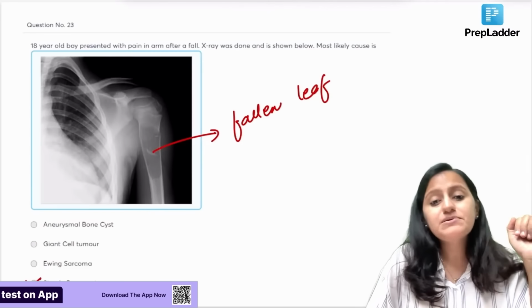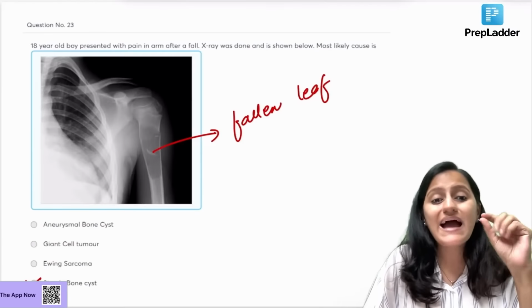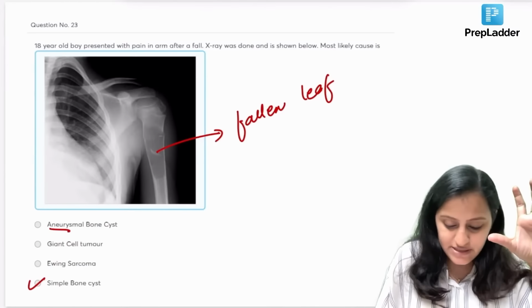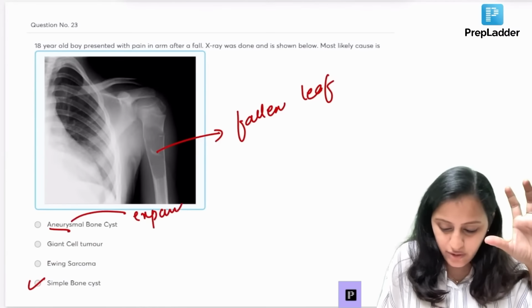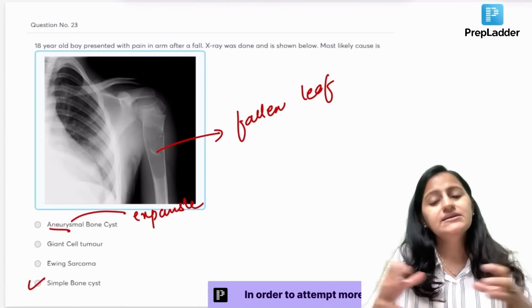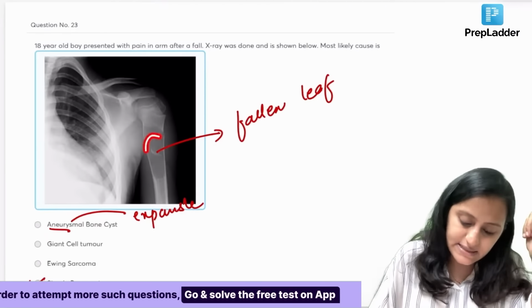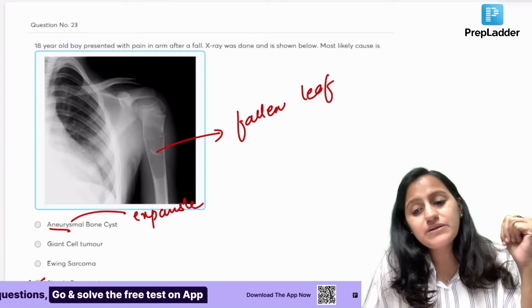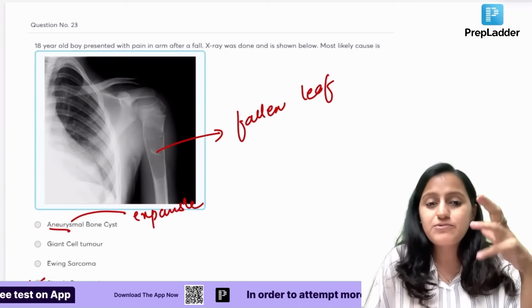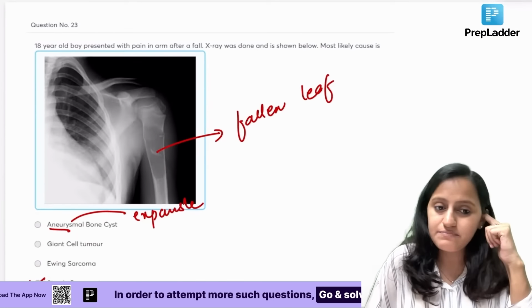This is simple bone cyst. Okay, not aneurysmal bone cyst. Aneurysmal, as the term says, is going to be a more expansile lesion. Okay, it is going to expand the bone. This is a classical simple bone cyst with the fallen leaf sign. Okay, trapdoor sign or fallen leaf sign, very, very important.